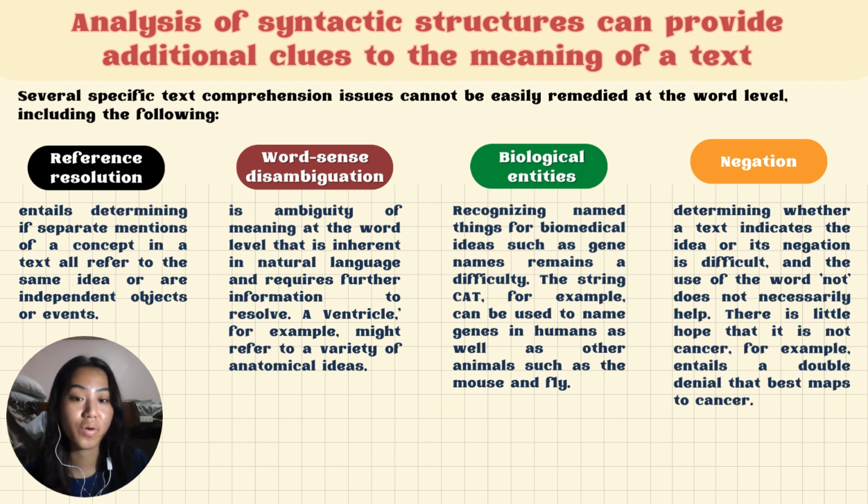Recognizing named things for biomedical ideas such as gene names remains a difficulty. The string "cat", for example, can be used to name genes in humans as well as other animals such as the mouse and the fly. And lastly is negation. Determining whether a text indicates the idea or its negation is difficult, and the use of the word "not" does not necessarily help. For example, "there is little hope that it is not cancer" entails a double denial that best maps to cancer.